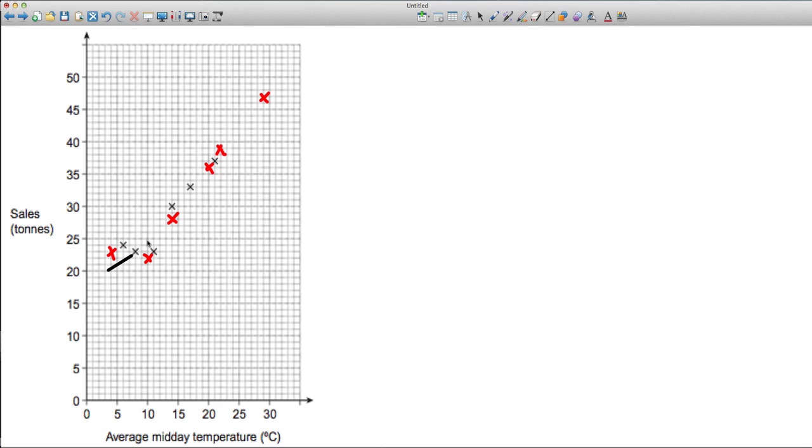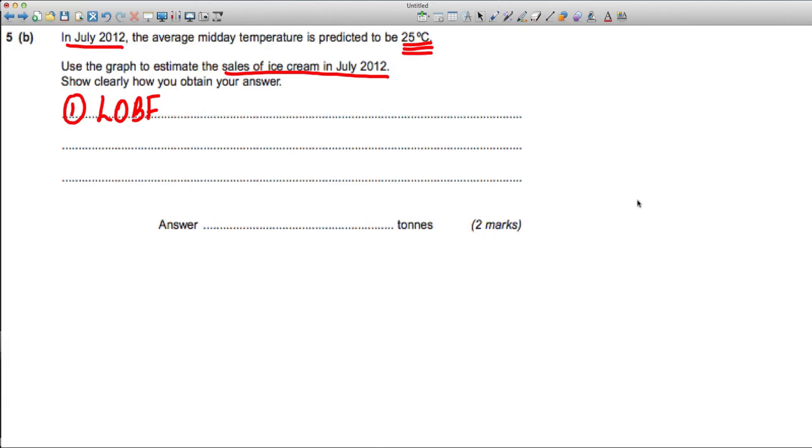So something maybe like that is not great actually, because when I would go more a bit like that, that seems reasonable to me. We've got 1, 2, 3, 4, 5, 6 on the line, 1, 2 above and 3 below. That's fairly decent, I think, something that looks like that. So we are asked in July 2012, the temperature is predicted to be 25 degrees.